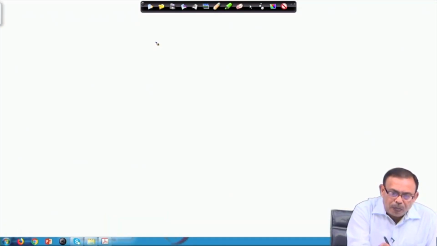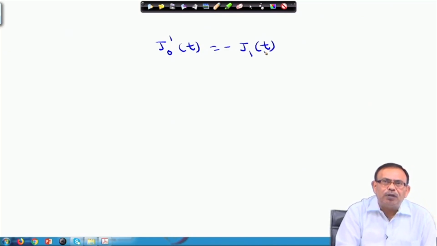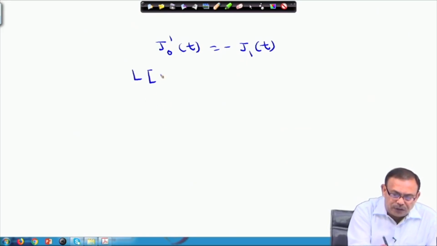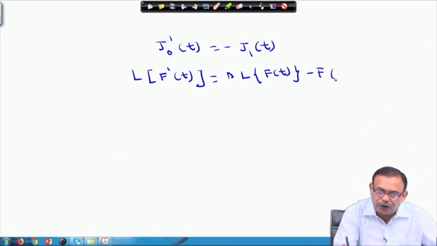So, this is known to us: J0 dash t equals minus J1(t). We know this thing. How have we proved it? The proof is there; we will not discuss that part, but we are assuming that, just like we have assumed Jn(x) is the solution, similarly we are assuming J0 dash t equals minus J1(t). Now, also you know this thing: the Laplace transform of f dash t is equal to s into the Laplace transform of f(t) minus f(0); this also we know.